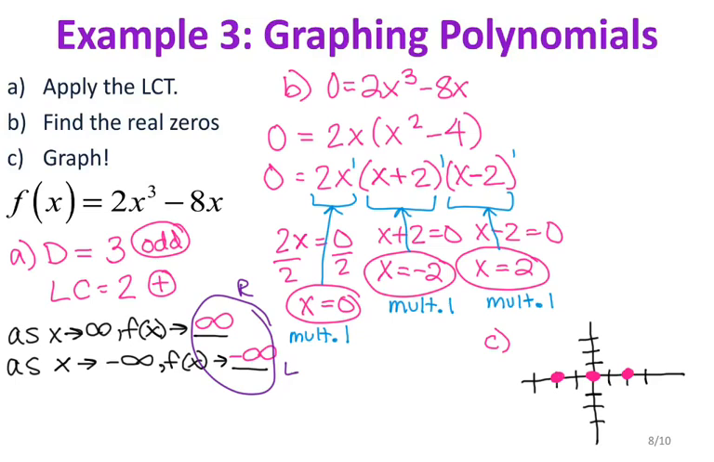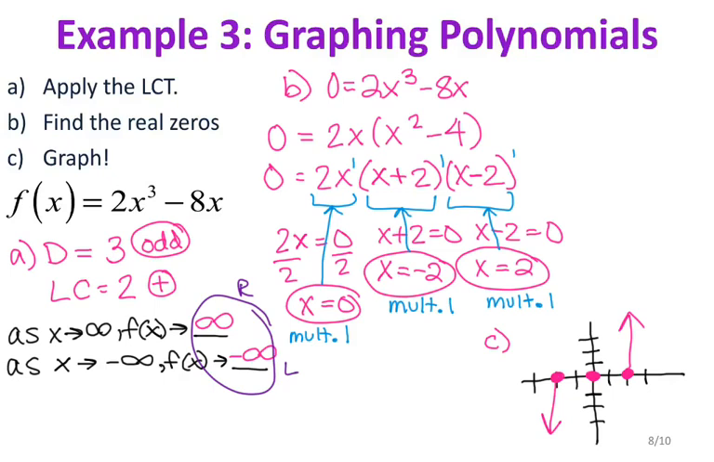So on my right side, my graph needs to be going up towards positive infinity. On my left side, my graph needs to be going down towards negative infinity. So I'm going to the rightmost 0 and the leftmost 0.